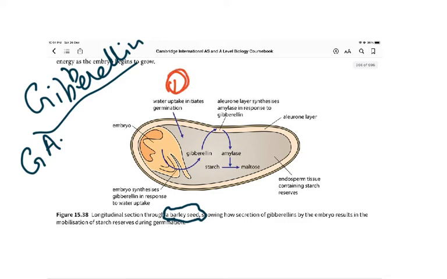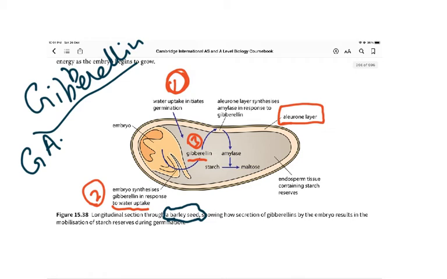Water uptake initiates germination. Number 2, the embryo synthesizes gibberellin in response to water uptake. Number 3, the gibberellin diffuses to the aleurone layer. Now you can see the gibberellin here is moving to the outer layer, which is called the aleurone layer.